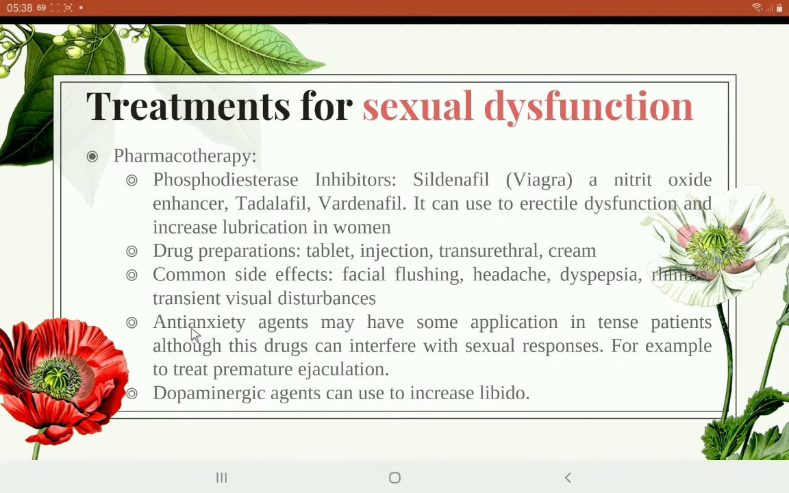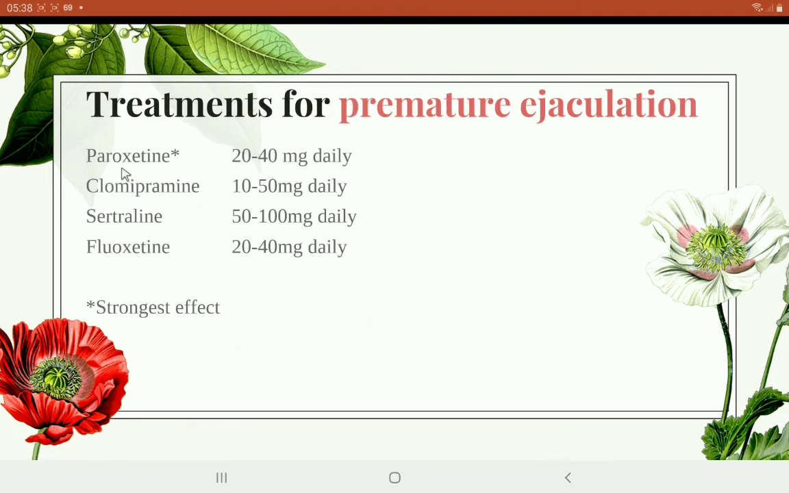Also, we can use anti-anxiety agents, which may have some application in tense patients, although they can also interfere with sexual responses. Dopaminergic agents can be used to increase libido. Examples are paroxetine 20 to 40 milligrams daily, clomipramine 10 to 50 milligrams daily, sertraline, and also fluoxetine. It is the treatment for premature ejaculation.